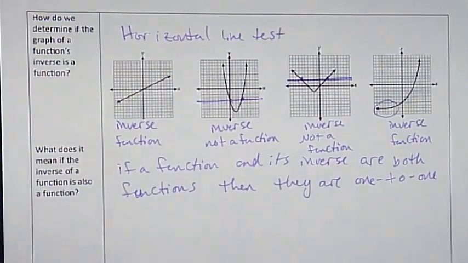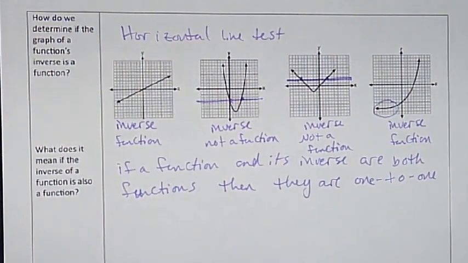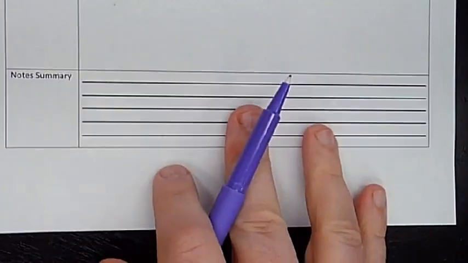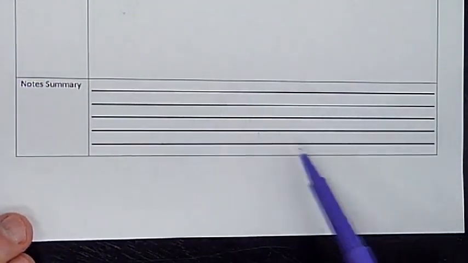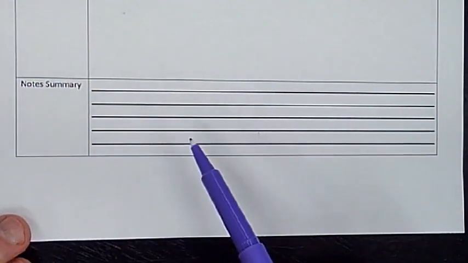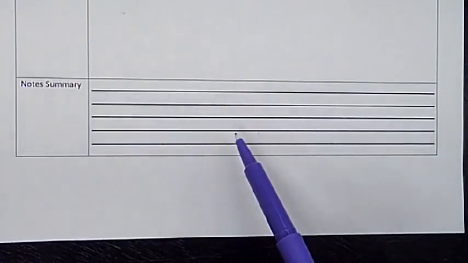So once again, if you go all the way down here to the bottom, there is a space for you to do your notes summary. So you can write down any important ideas, things that you want to make sure that you remember, or any questions that you have that you want to ask the next time you're in class.